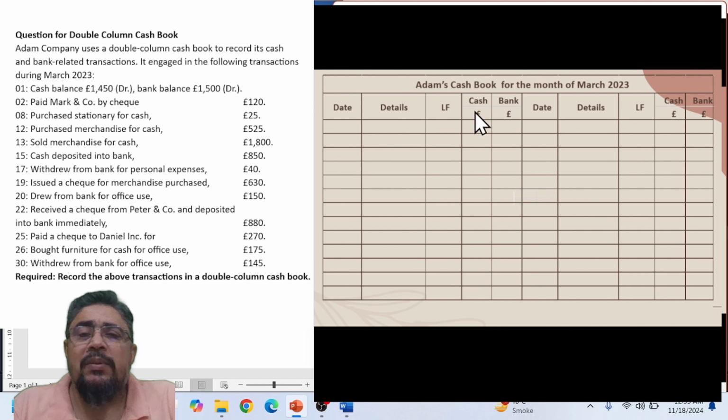This is the debit side. Then date, details, LF, ledger folio, cash column and the bank column. This is the credit side.